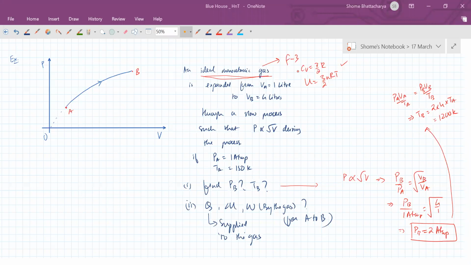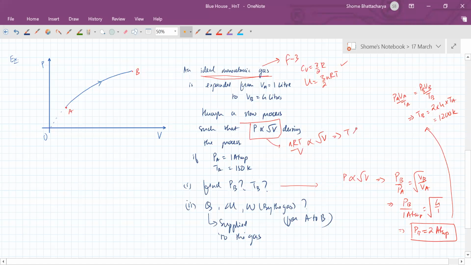Now, for example, to find temperature, in this relation only we can substitute the ideal gas equation. We could have done that also. Instead of using PV upon T is constant, in this relation itself, we could have made use of the fact that pressure is nRT divided by volume. So if that's proportional to root V, that means temperature is proportional to V to the power 3 by 2. That's another way of expressing it. So then we could have used that to find the temperature also, depending on how we want to use the equation. Yes, sir, got it.